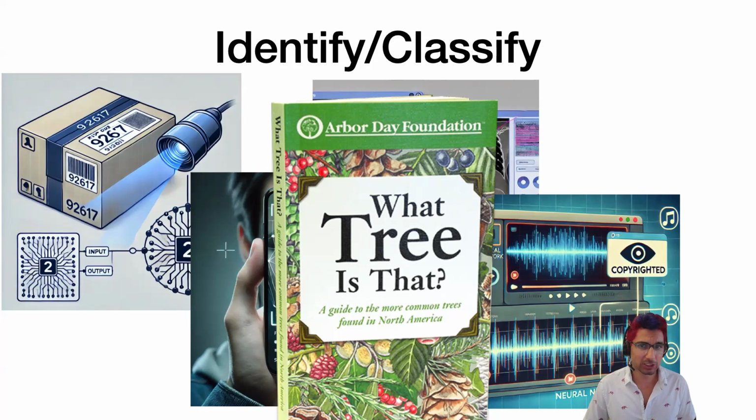Other sorts of classification systems are used by employers to classify resumes into the bucket that they'll interview and the bucket they won't interview, or by the justice system to classify prisoners into the ones that they will parole and the ones that they won't parole. So there's lots and lots of different types of artificial intelligence that already exist that try to identify and classify things.